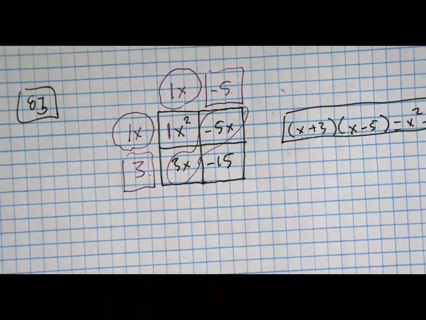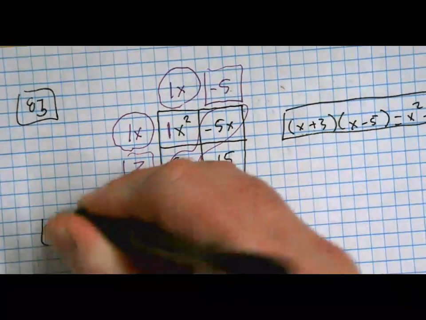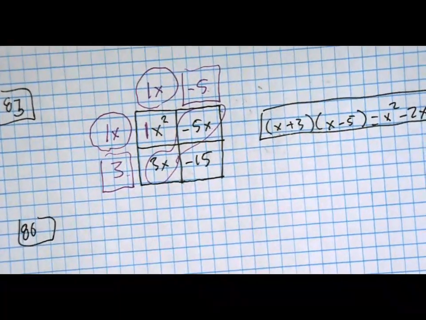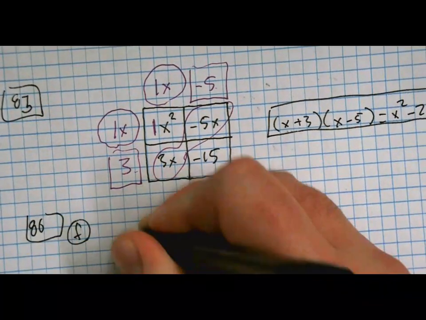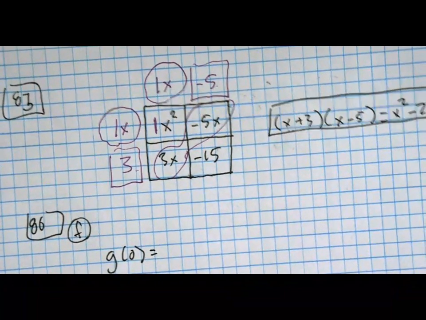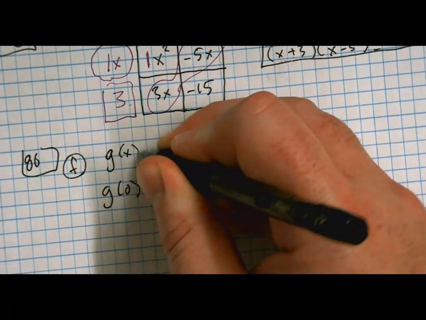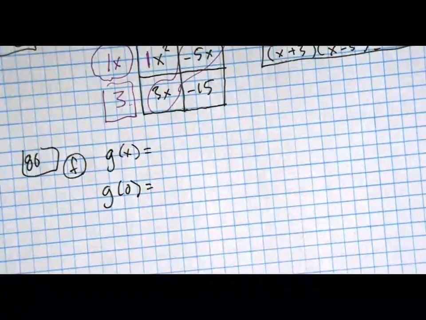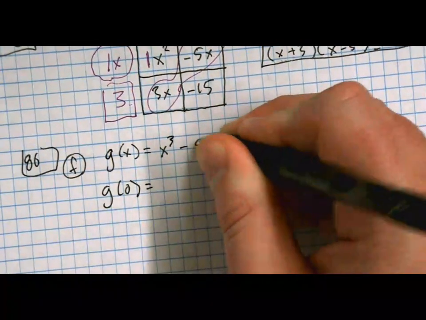We also had 86 part F. So let me write down 86 here. Part F. They want us to find g of 0. Now, in order for me to do this, I need to know what g of x is. I hope they gave that to me in the instructions. They did. They said g of x is x to the third minus 5.